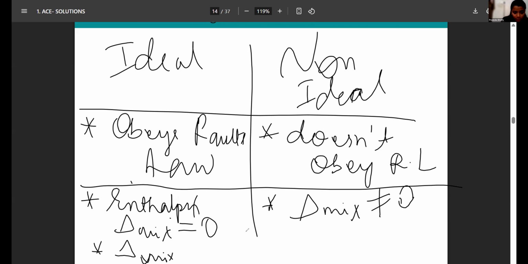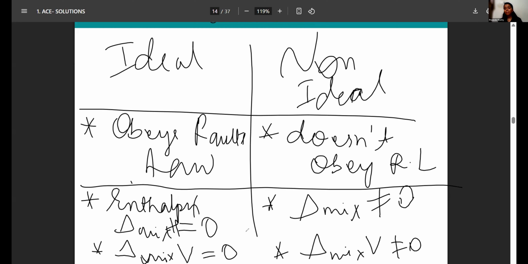Mix. Wait, this is enthalpy of mixing. So this was volume equal to 0, whereas here the volume of mixing is not equal to 0. Okay.